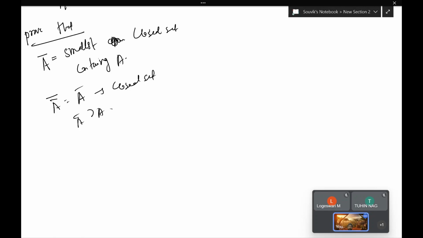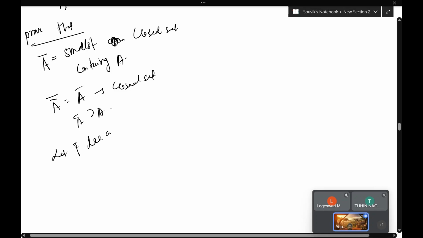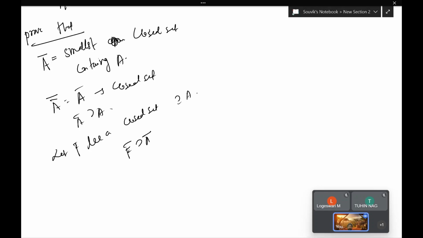Suppose F is a closed set containing A. So we can put F closures after A closure. Now if it's closed, F closure equals F. So basically F contains A closure, which contains A. This means A closure is the smallest closed set containing capital A.